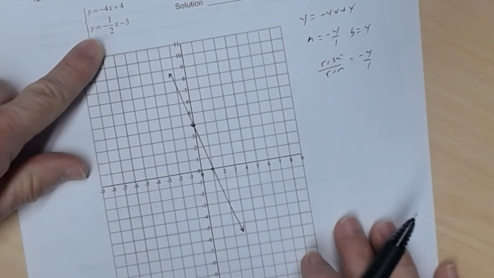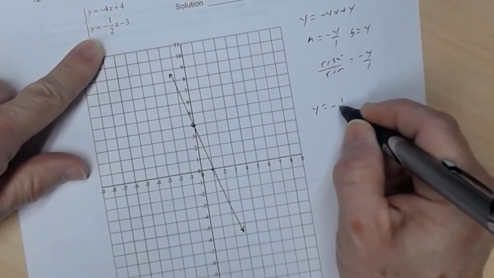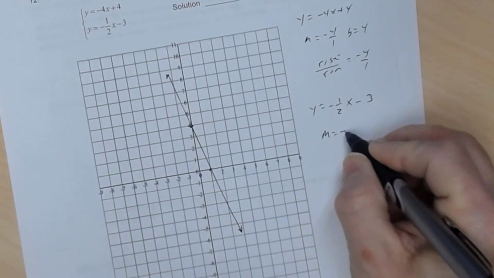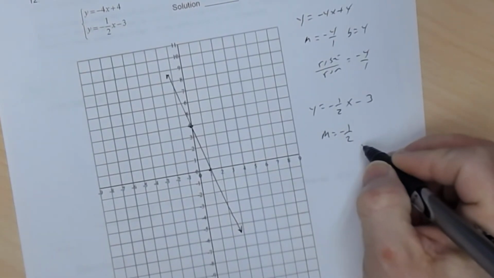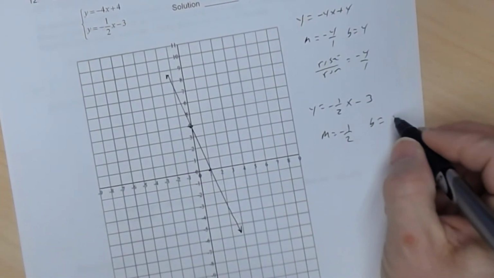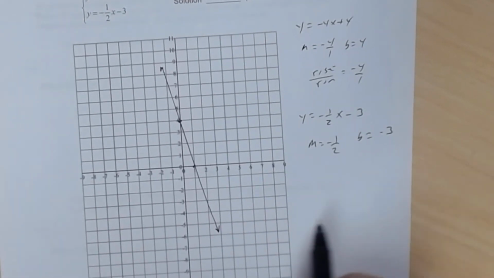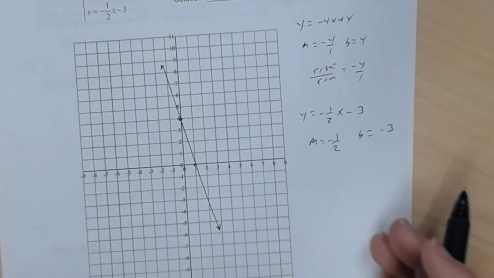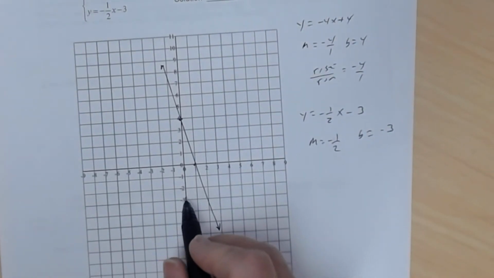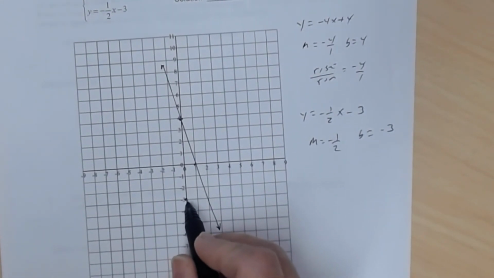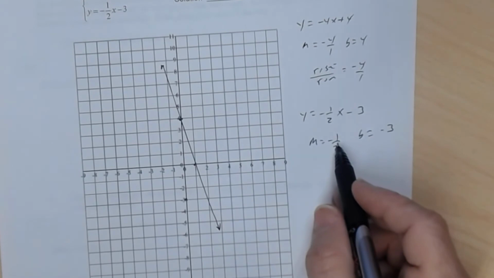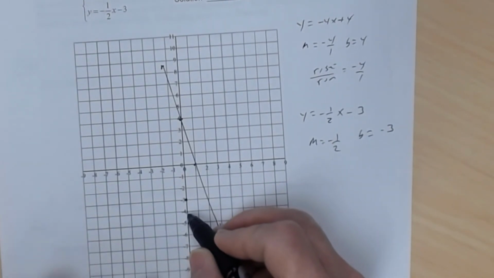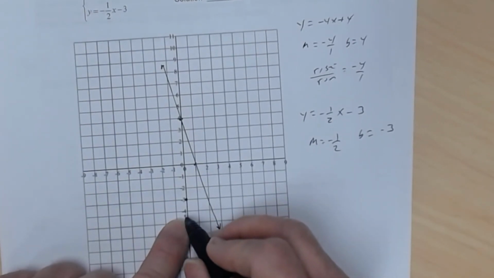All right, so let's do the next one. y equals negative 1/2 x minus 3. So same idea. The slope is negative 1/2, and the y-intercept's negative 3. To graph a line, I need 2 points. The y-intercept is one of them, so that's this right here. And then from here, I'm going to use rise over run. So my rise is negative 1, so I'm going to go down 1. And my run's a positive 2, so I'm going to go to the right 2.